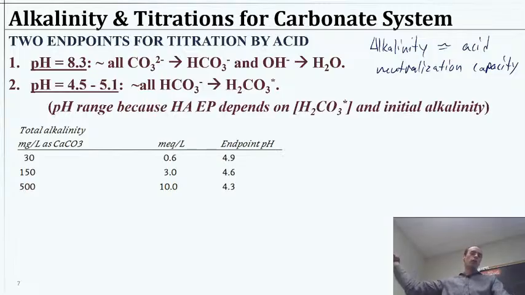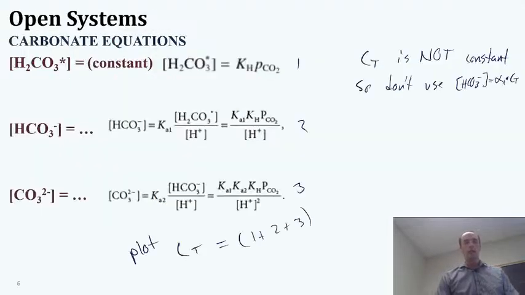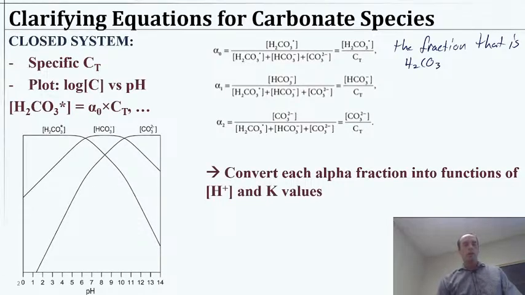So if we start with some solution and we add acid until we reach pH 8.3, we will have essentially converted all of our carbonate, CO3 2 minus, to bicarbonate. And if we look at one of these graphs, we can see that pH 8.3 is right there, kind of at the midpoint where we definitely have the most bicarbonate. In fact, it's probably crossing exactly in that in-between line.